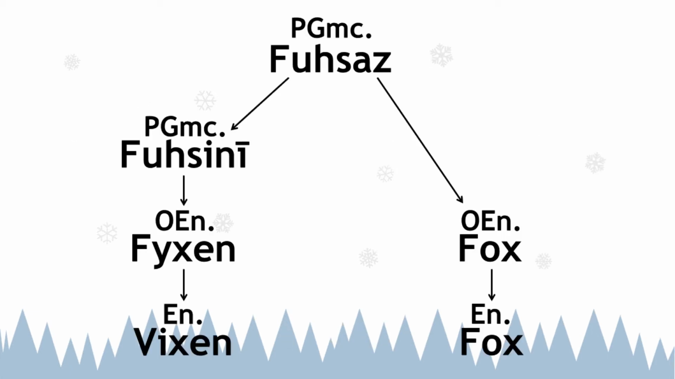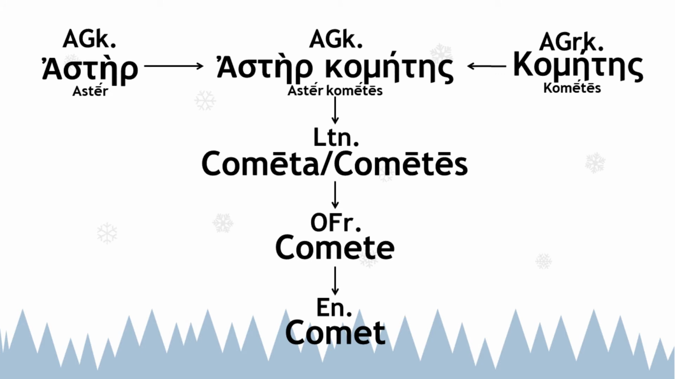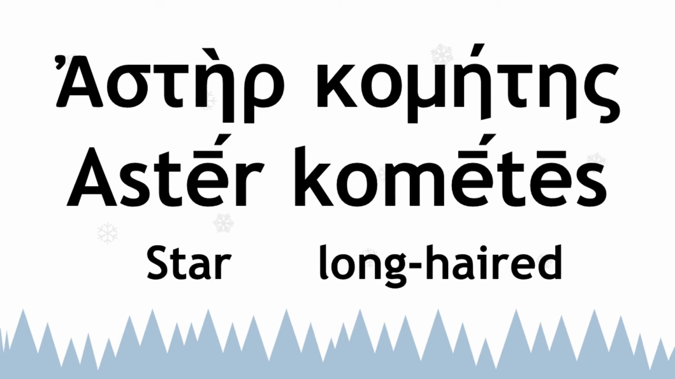A vixen is a female fox, from Old English fixen, from Proto-Germanic fuchsini, the feminine form of fuchsos, fox. A comet is an icy body which orbits wide around the sun. We get the word from Latin, from the ancient Greek aster cometes, meaning star with long hair, in reference to a comet's famous tail.